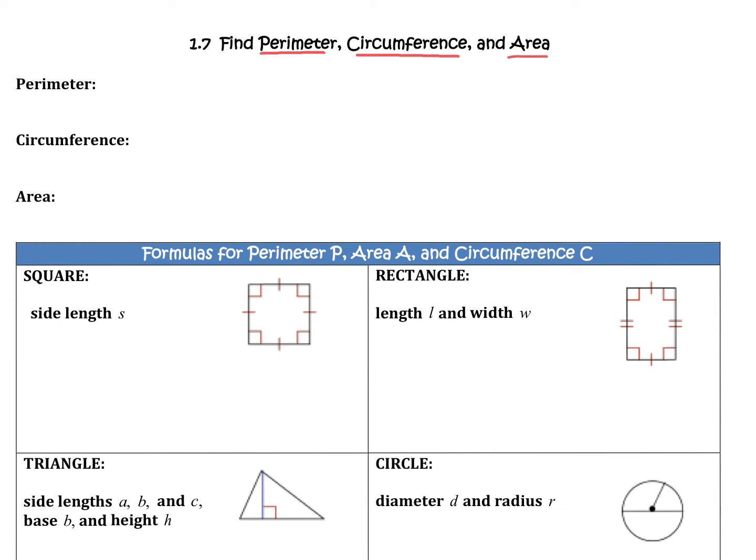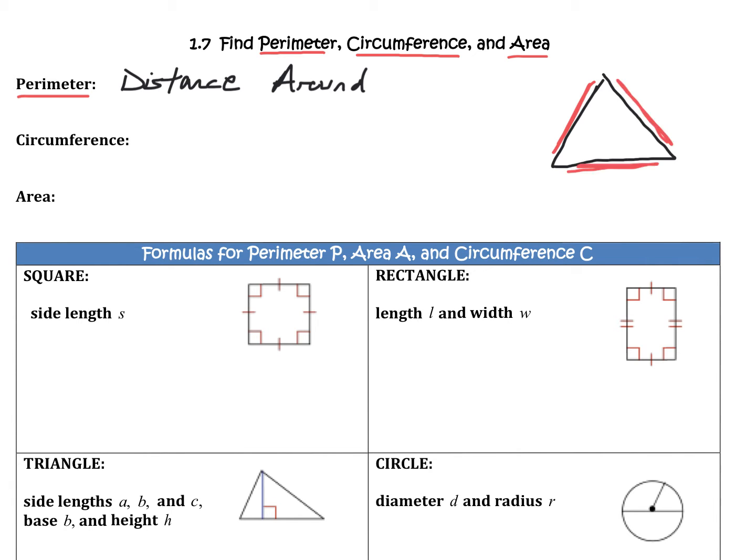My first one, perimeter, is just defined as the distance around a shape. So if I'm given this triangle on the right, my perimeter is going to be the total length of these three sides that make up the shape. Now, circumference is just a special case of a perimeter. It's just the perimeter of a circle. So it's the distance around a circle.